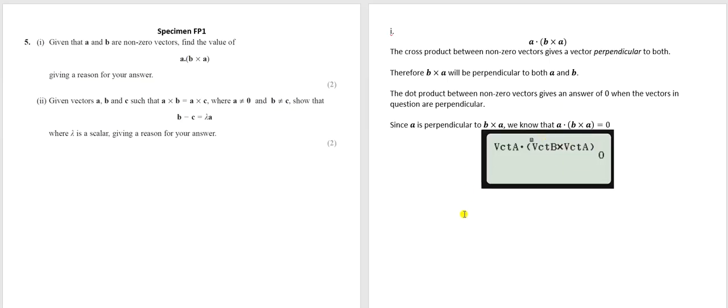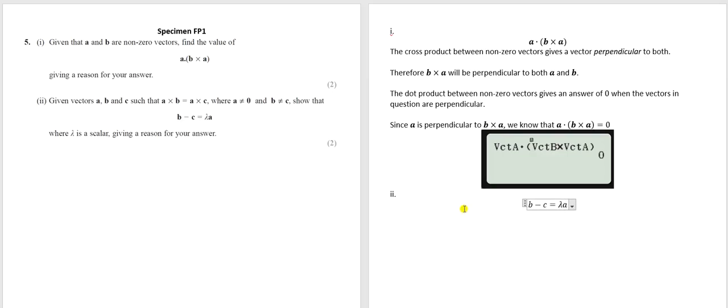So that's the first part of the question. The next part, for another 2 quick marks: given vectors A, B, and C such that A cross B is equal to A cross C, where A is not 0 and B is not C, show that B minus C equals lambda A.